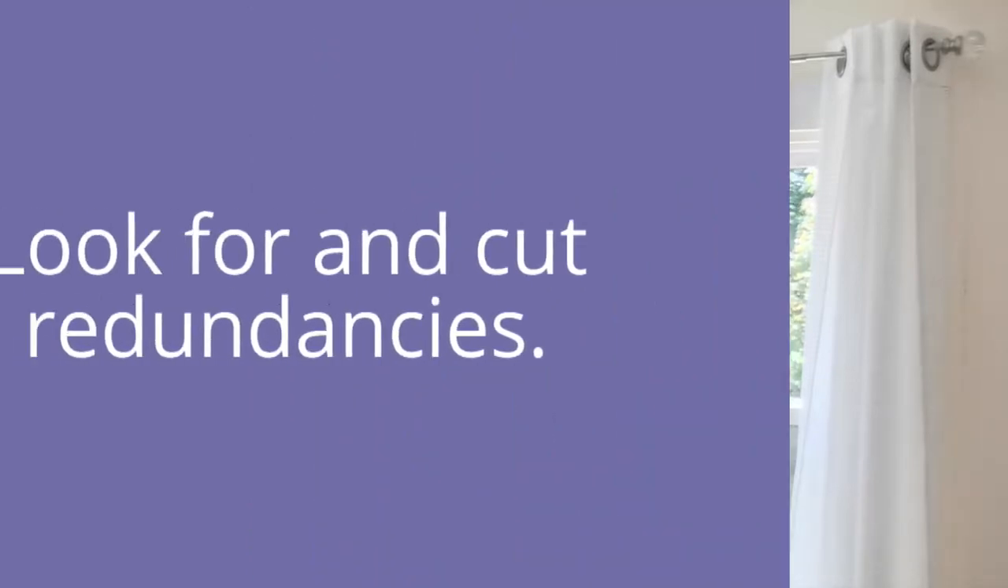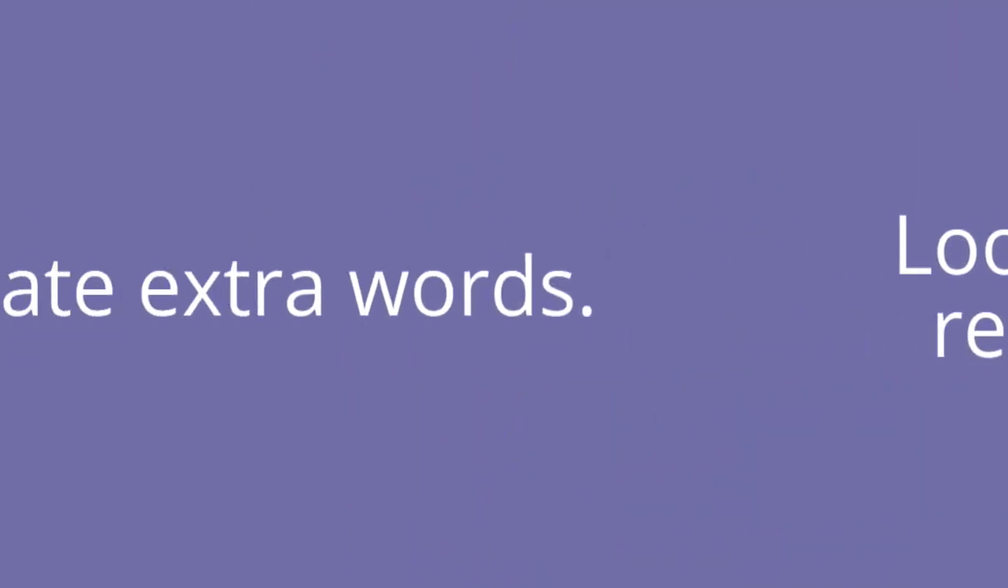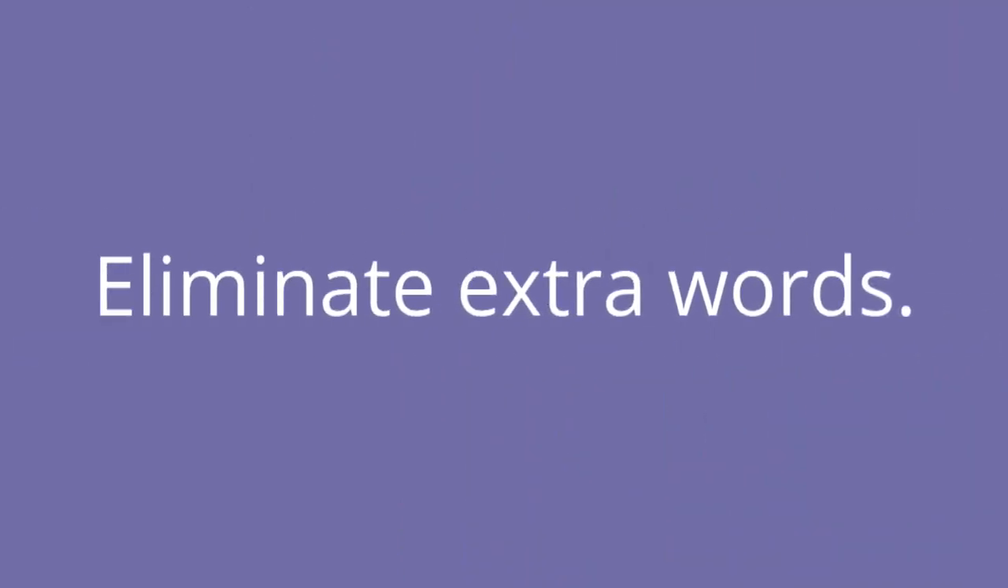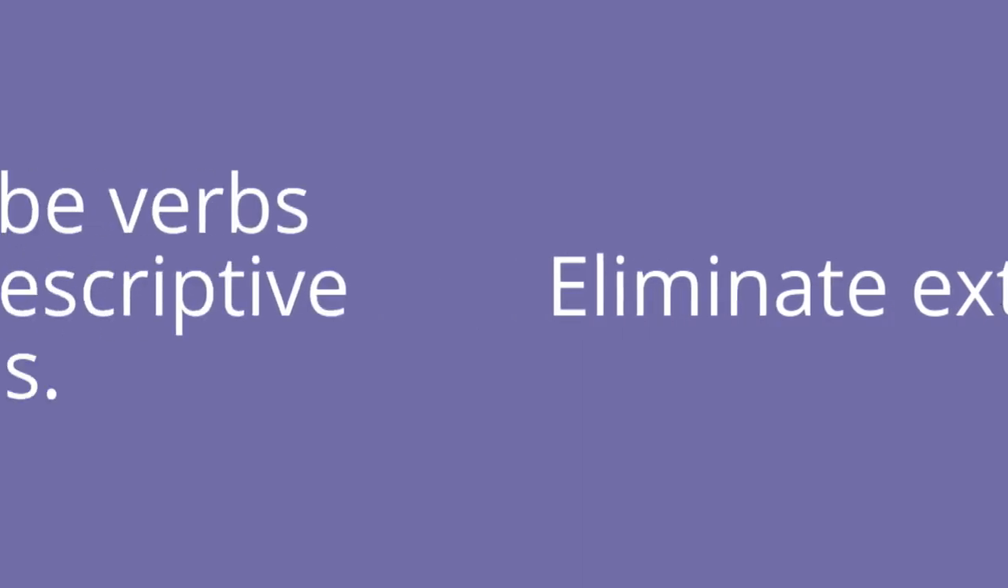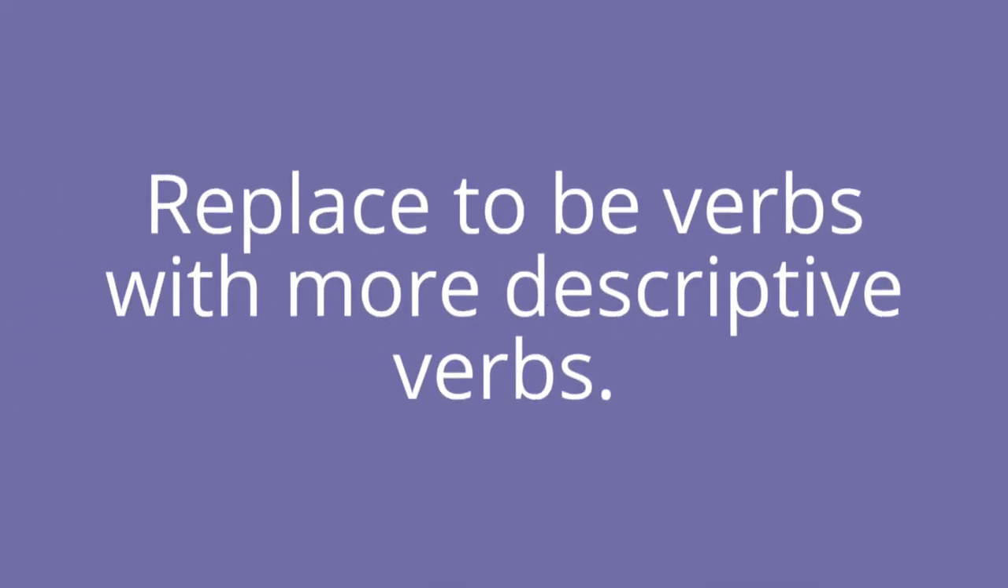So to recap, one of the biggest favors that you can do your audience is to make your writing easier to read. How do you do this? Well, here's the three steps again. One, look for and cut redundancies. Two, eliminate extra words. And three, replace instances of "to be" whenever possible with a more interesting or descriptive verb.